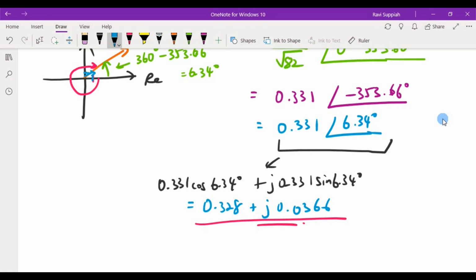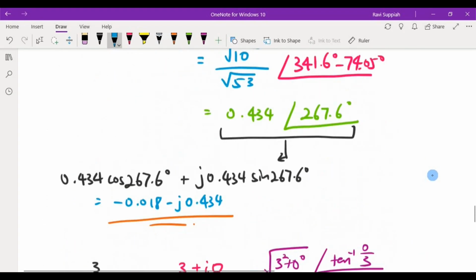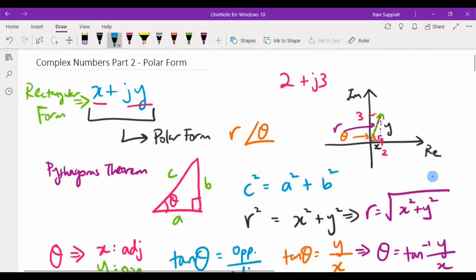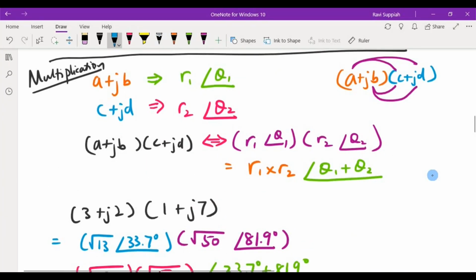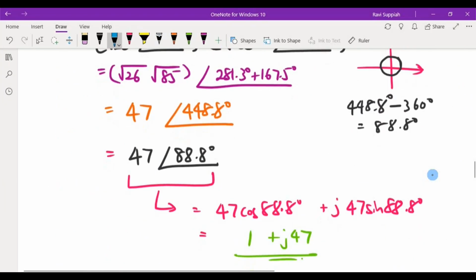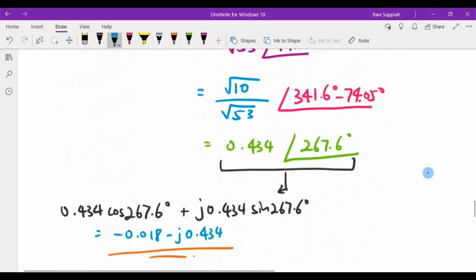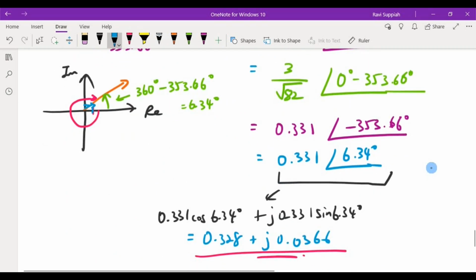All right, so with that we can conclude this lesson on complex numbers in the polar form. What we have seen is the conversion from rectangular to polar and polar to rectangular. Followed by that, we have seen the multiplication, and we have concluded with the division. So in this lesson, we have learned quite a lot of important concepts on how to deal with complex numbers in their polar form.